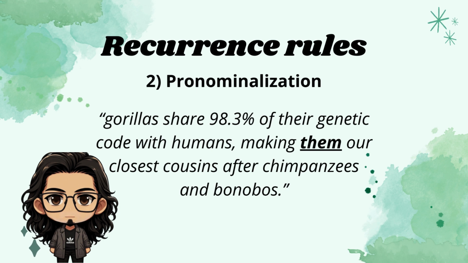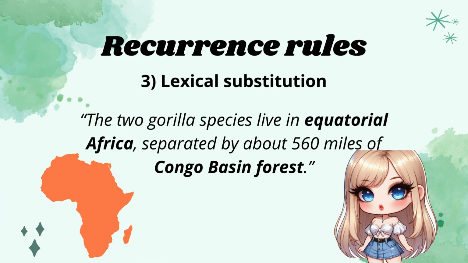"Gorillas share 98.3% of their genetic code with humans, making them our closest cousins after chimpanzees and bonobos." Since the object pronoun "them" is used to refer to a lexical unit that was introduced earlier, this is an anaphoric reference. Now let's go with an example of determination.